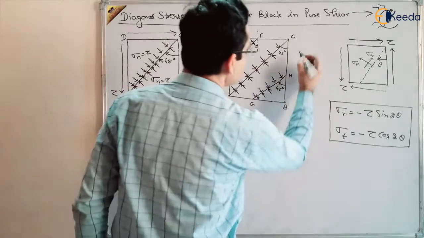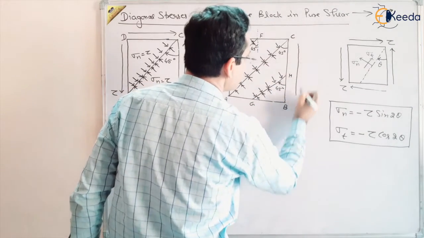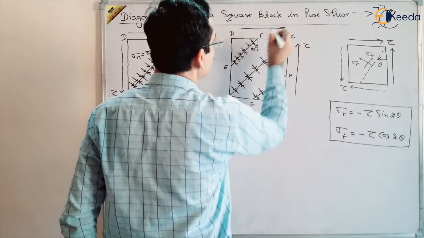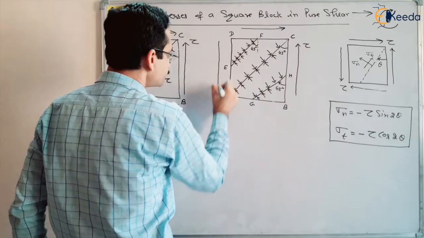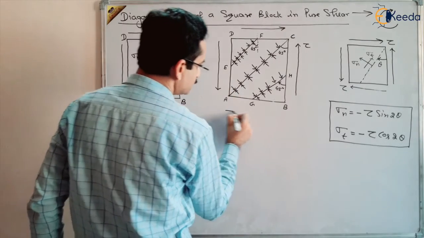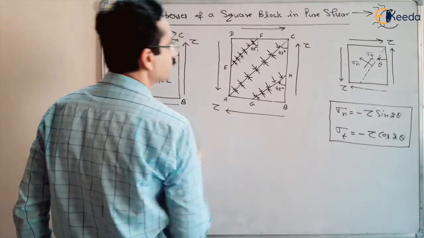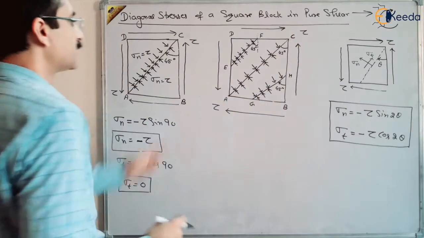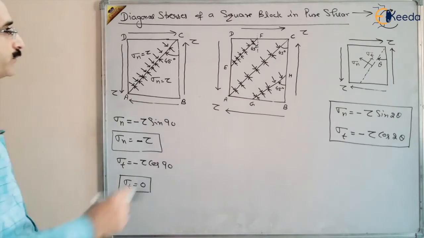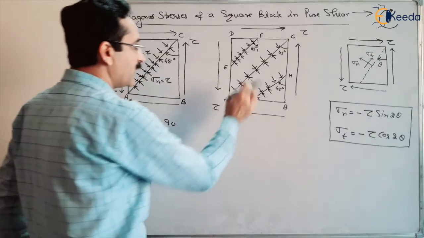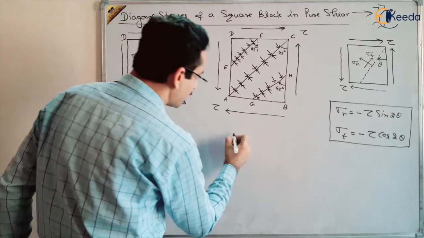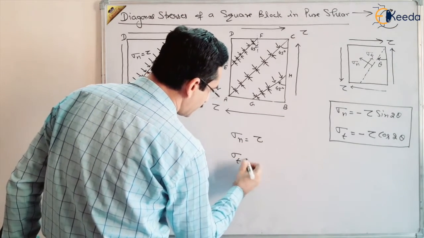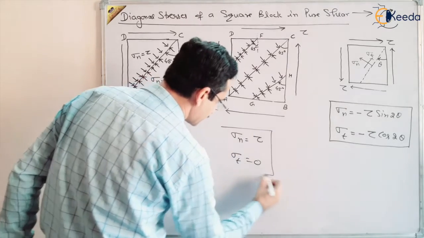In pure shear, the block is in pure shear, and we have obtained the stresses, and that is, sigma n is equal to tau. As we have changed the arrow, so we can write sigma n will be equal to tau and sigma t will be equal to 0. This will be the stresses.